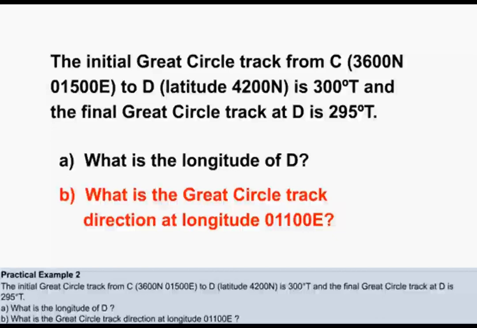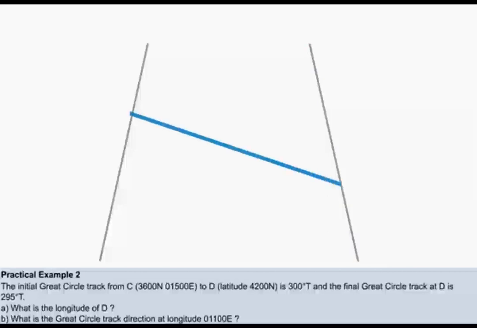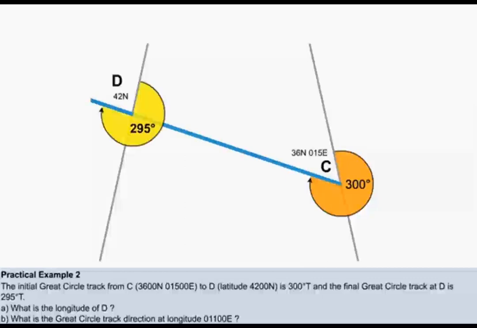As always, you must start with the diagram. We are in the northern hemisphere, so again, draw two meridians converging northwards like this. The track from C is 300, so make it the right-hand side, otherwise it will go off the diagram. This means that the left-hand side must be D. Again, check it out for common sense. If it's a track angle of 300 from C, then D must be northwest of C.